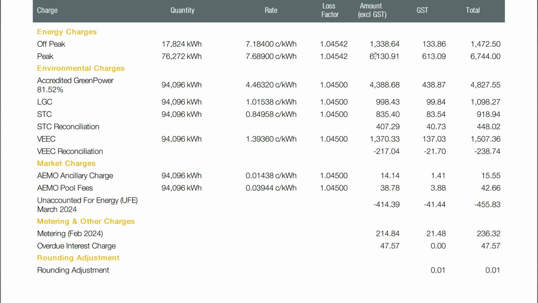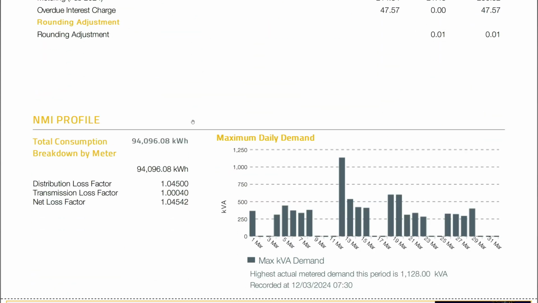So $7,000 is our consumption cost, and then we have these fixed charges. For example, that 94,000 up there gets used over here, multiplied by different rates for these fixed charges. So here we have green power, which is costing them $4,000, and there's a few other things. There's $1,000 here, there's another $1,000. Some big numbers in here. So there's a lot of money associated with the fixed charges, but the consumption was only $7,000.